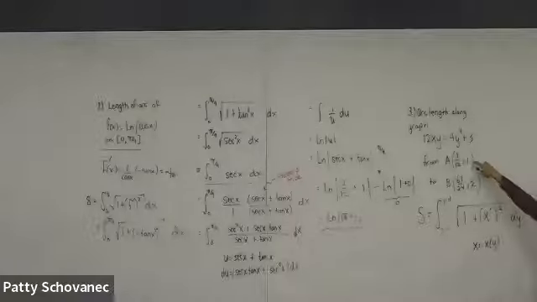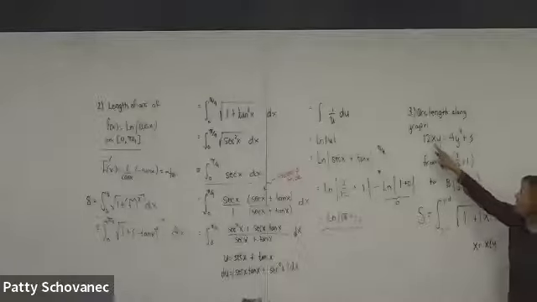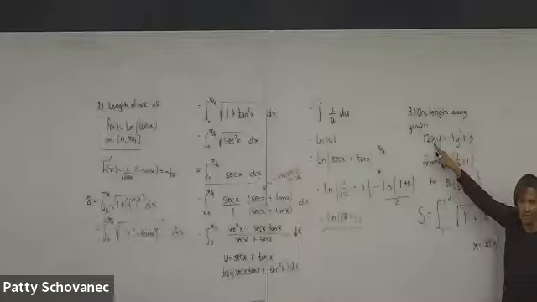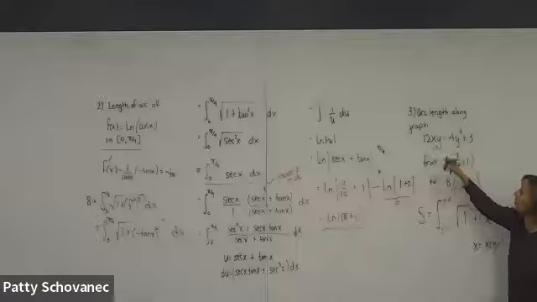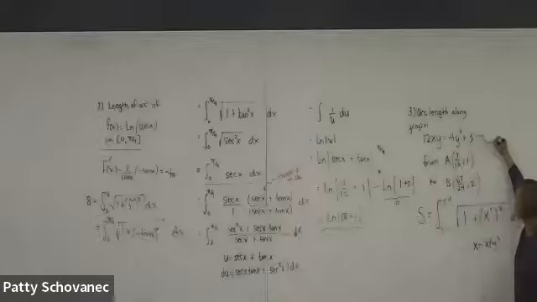Then I can integrate from 1 to 2. And I only have this x here, so it's easy to write x as a function of y. Just divide both sides by 12y.